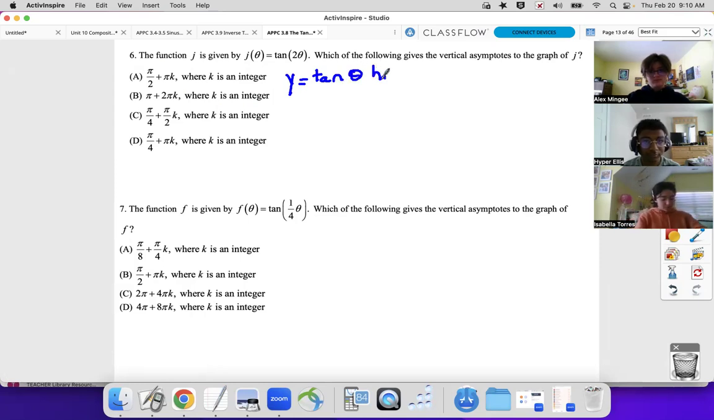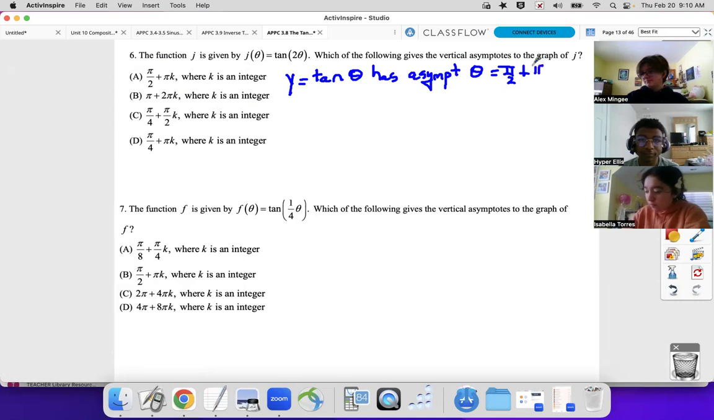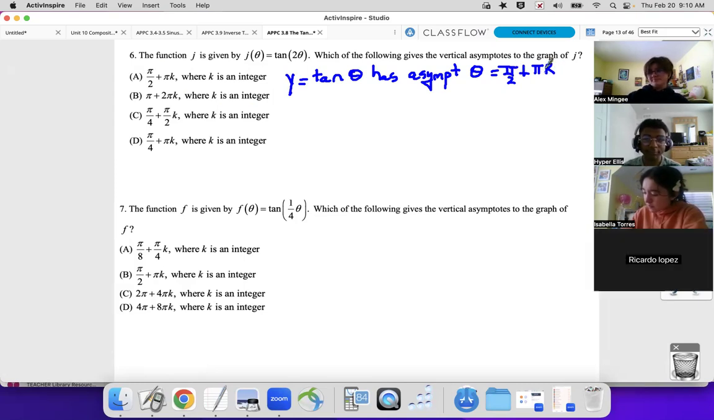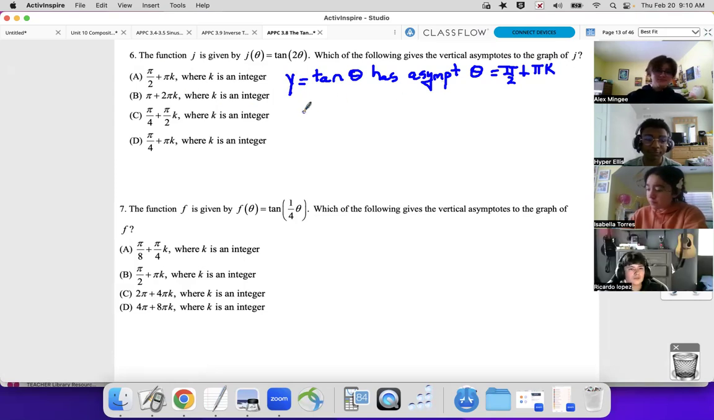We know that tangent has asymptotes, and this is really obvious. At theta is pi halves, and then it repeats every pi k units. Remember, it repeats a period of pi. So the first asymptote was at pi halves in the positive quadrant, and then every pi units later, we get another asymptote.